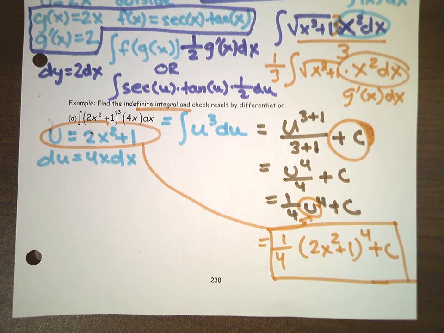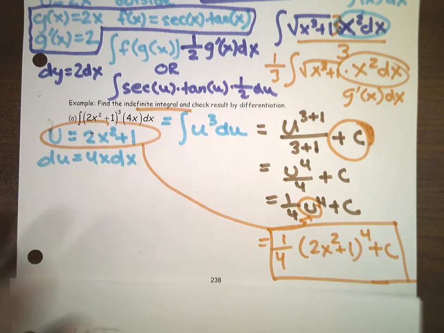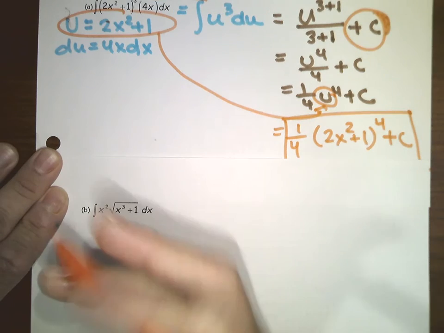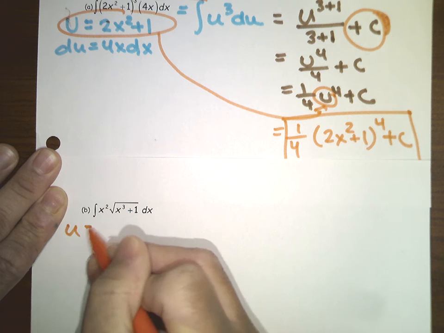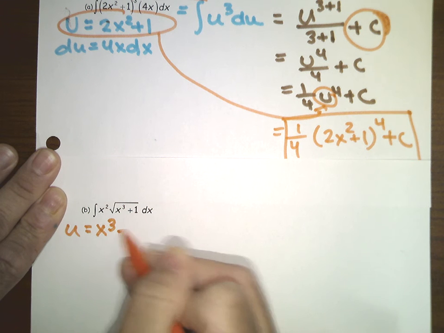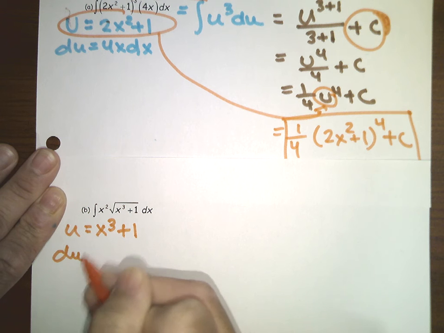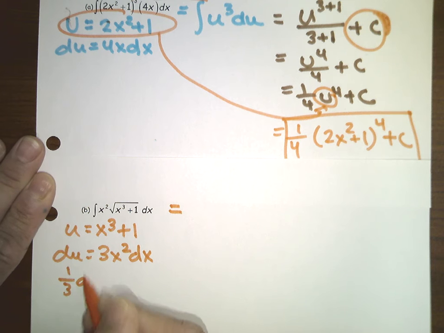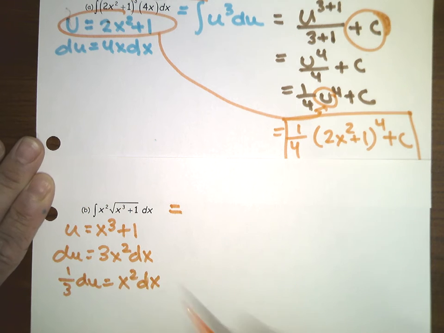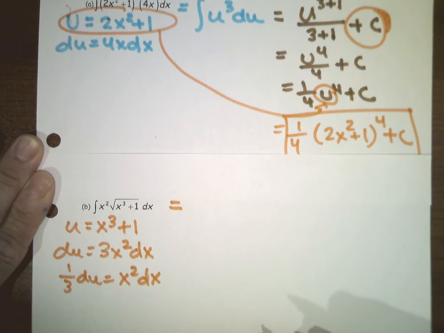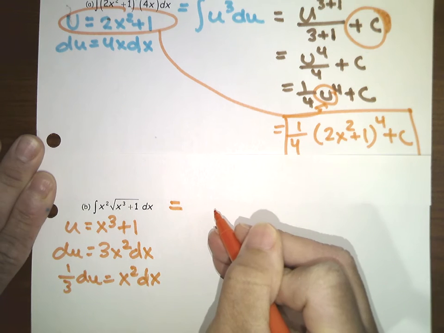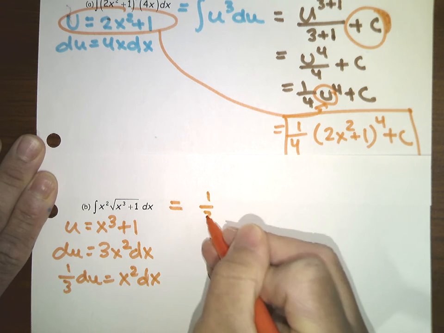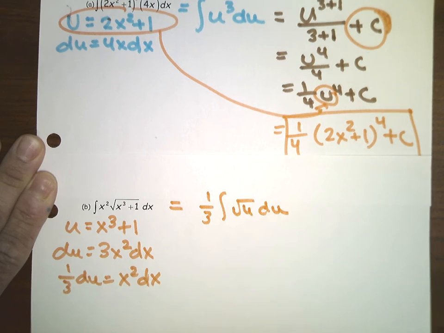And then the next one here is actually the same as problem B. So in problem B, u was x to the 3rd plus 1, and then I said du was 3x squared dx. So remember, I had to have the 1/3 here. So 1/3 du was equal to x squared. And this became, did I write that one with the u? Yes. So the 1/3 integral of square root of u du.